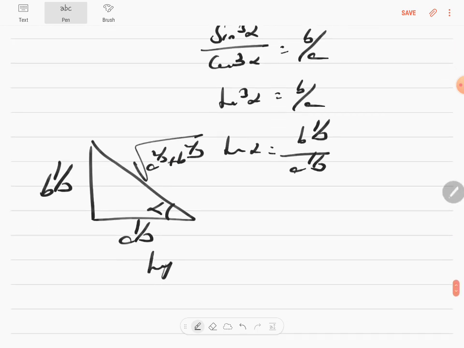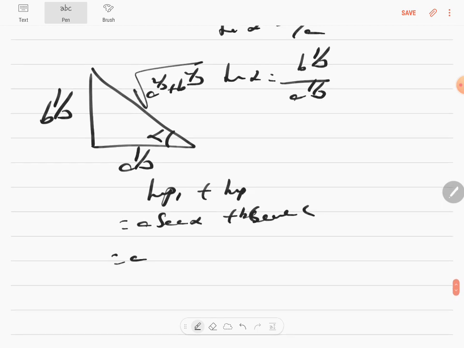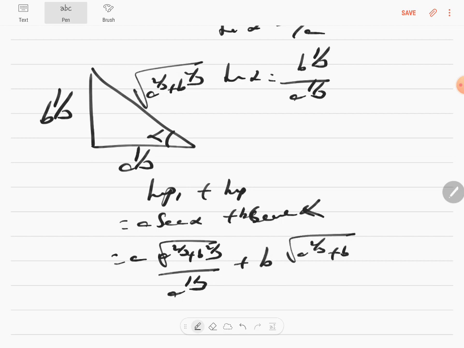What is hypotenuse 1 plus hypotenuse 2? It is a secant alpha plus b cosecant alpha. What is secant alpha from this? Hypotenuse by adjacent: root of a to the power 2 by 3 plus b to the power 2 by 3 by a to the power 1 by 3. b cosecant alpha: cosecant alpha is hypotenuse by opposite, so b into root of a to the power 2 by 3 plus b to the power 2 by 3 by b to the power 1 by 3.